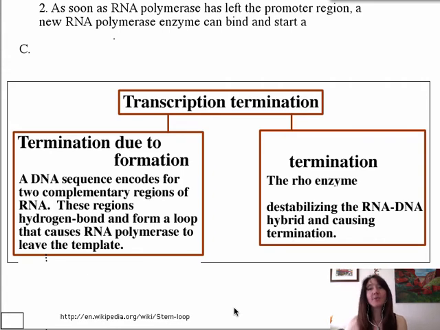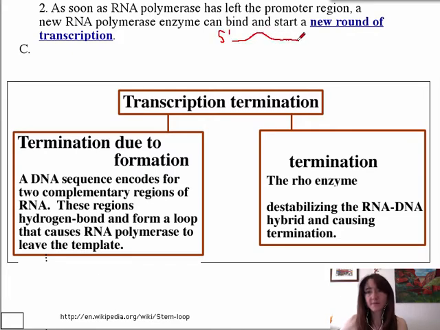As soon as RNA polymerase has left the promoter region, the cool thing to take note of is that another RNA polymerase can come in and start a new round of transcription. So in theory, what we could get is something that looked like this, and let's just draw it because we're drawing today. I'm drawing 2 transcription bubbles because what we're showing is that once the promoter is cleared, another RNA polymerase enzyme can bind.